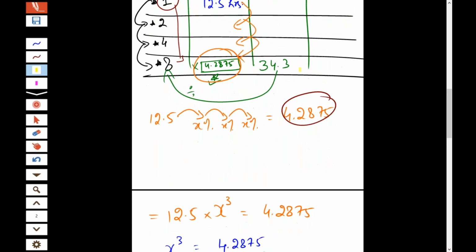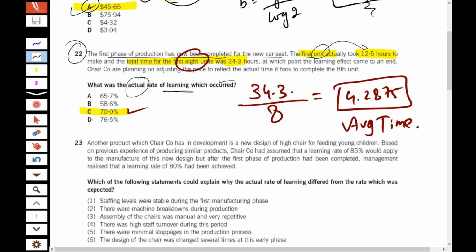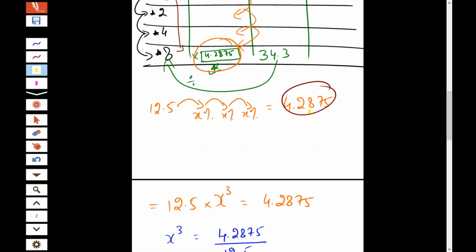See this thing. Excuse me, I'm repeating once again. This is the total time, 34.3. So I got the average time 4.2875. All right, I think this is a simple thing. Now the first unit took 12.5 hours.